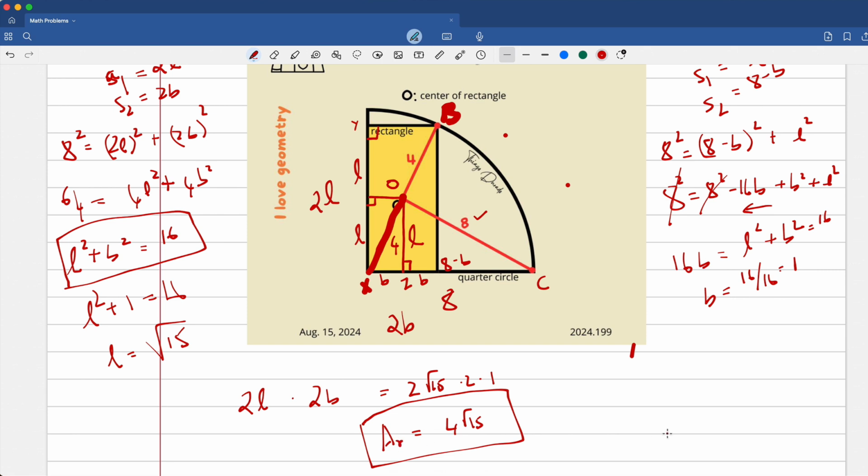I hope you were able to follow the method here of going about construction, using the problem solving techniques to solve more geometry problems of this nature.